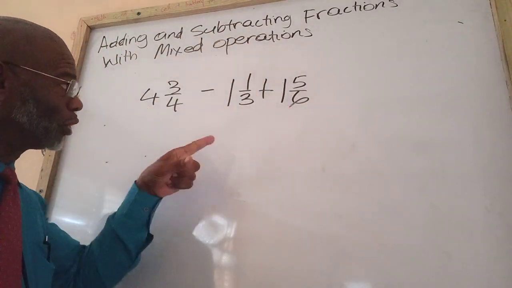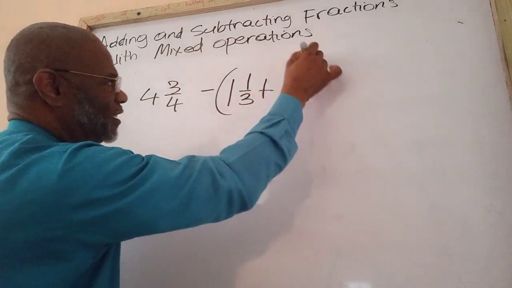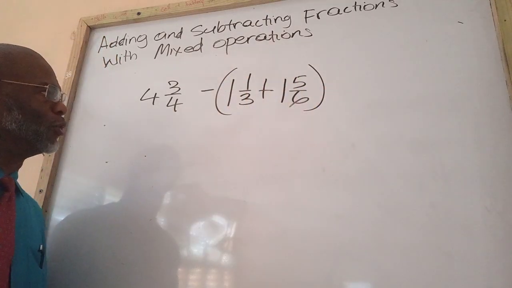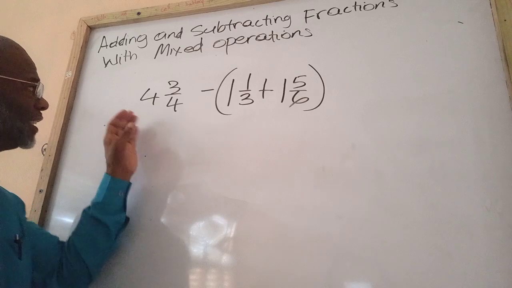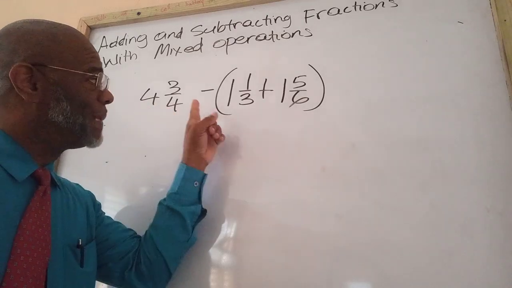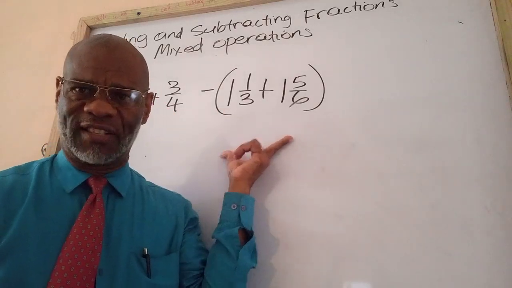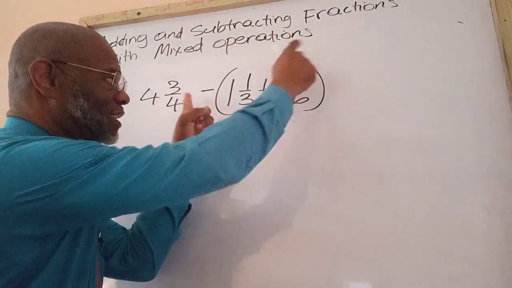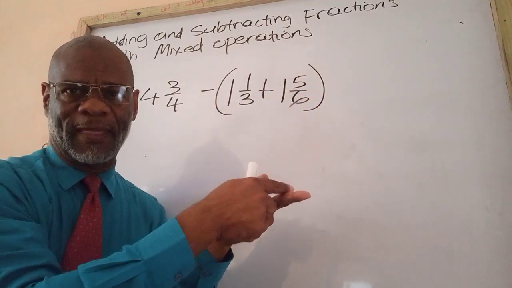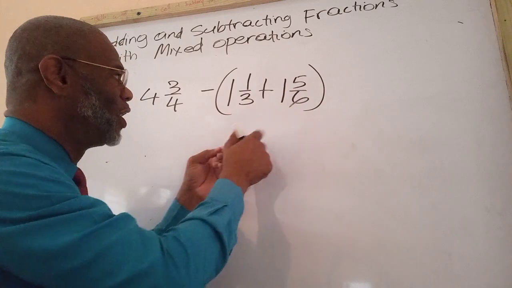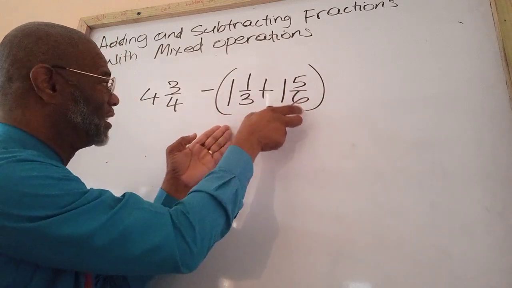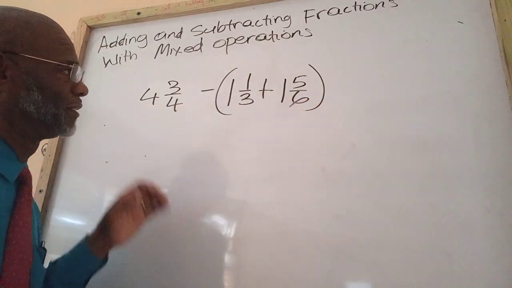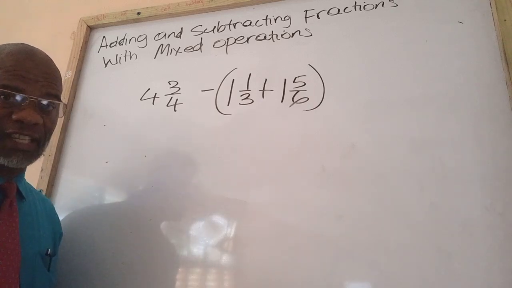Now notice under the bracket here. We have 4 and 3/4 minus all of this. Why is it all of this we are subtracting? Because it's enclosed in the bracket. So because it's enclosed in the bracket, we are going to add this and subtract it from this. Now let's see if that works.